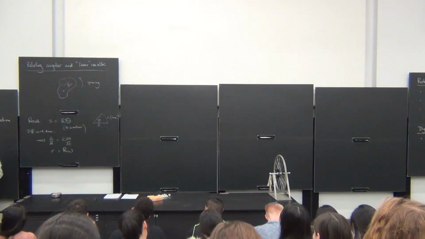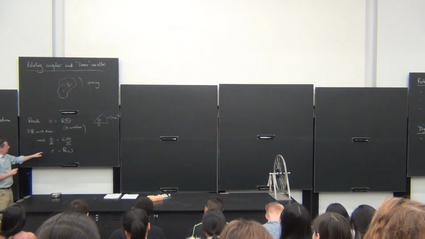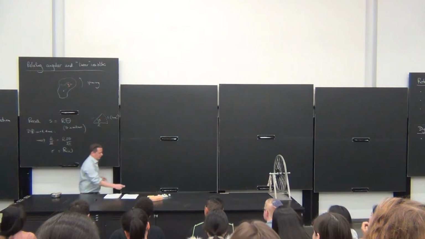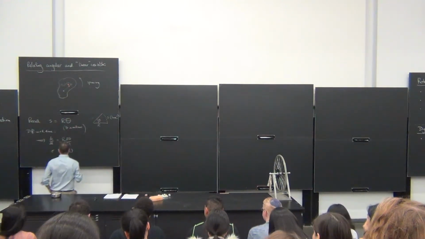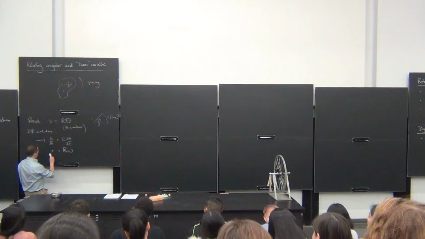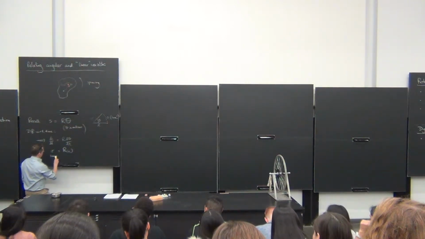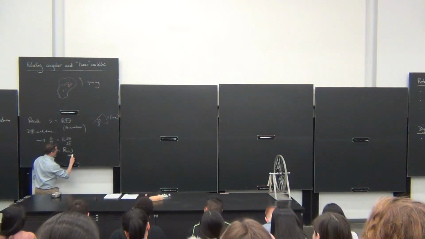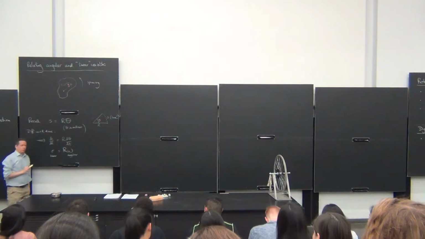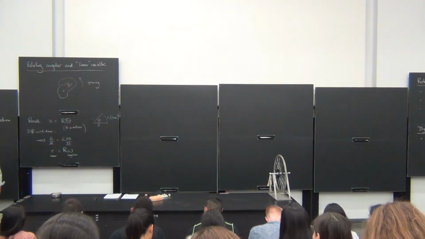So now the instantaneous linear velocity is r times the instantaneous angular velocity. So again, linear and angular, we get this relationship. We're going to do this one more time.